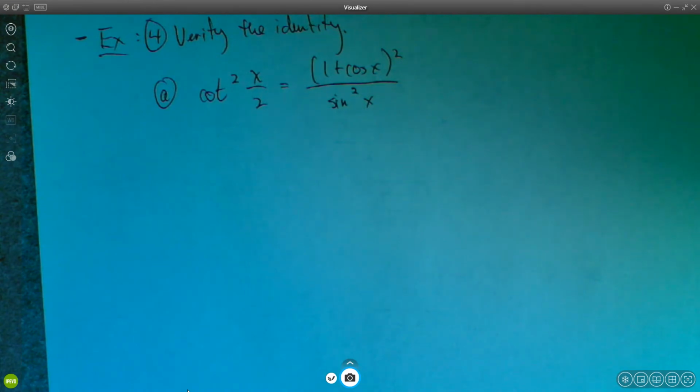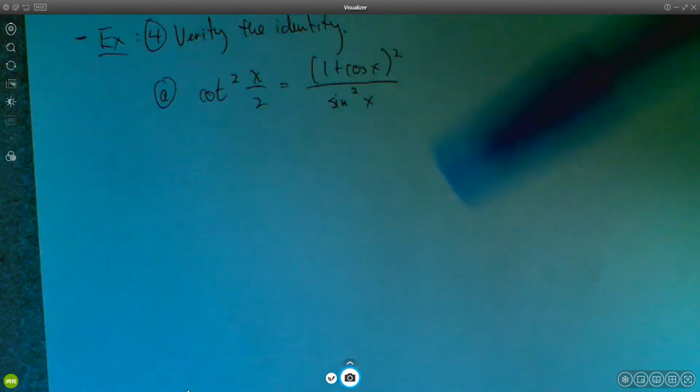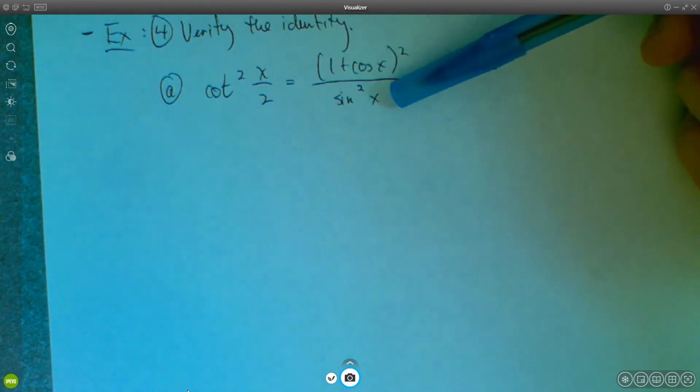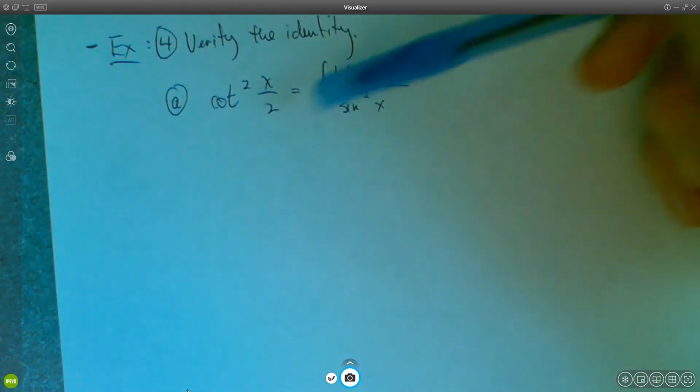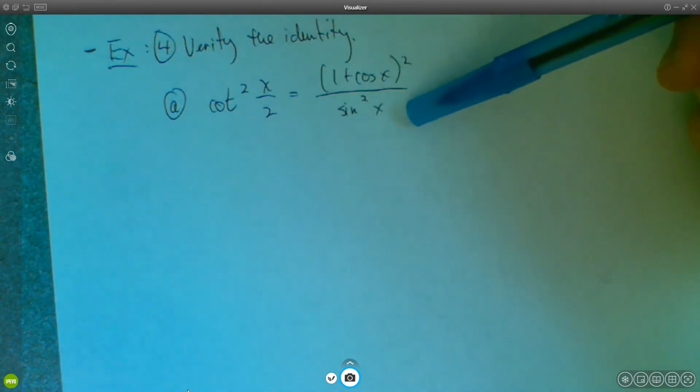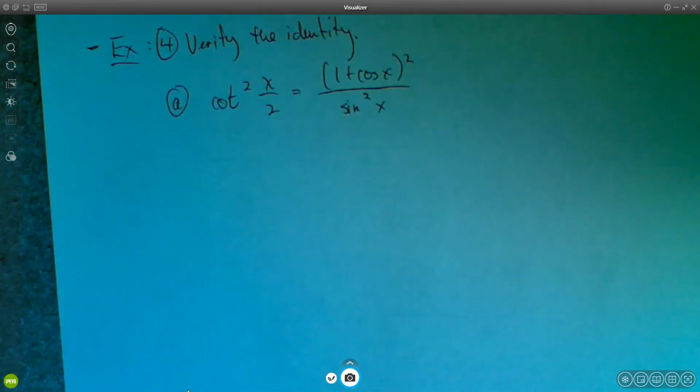Actually, the right-hand side is kind of nice, isn't it? So you could call this 1 minus cosine squared, and then that's a difference of squares. So you could factor it as 1 plus cosine times 1 minus cosine. And then the 1 plus cosine would cancel with one of these. You'd have 1 plus cosine over 1 minus cosine. But where to go from there?